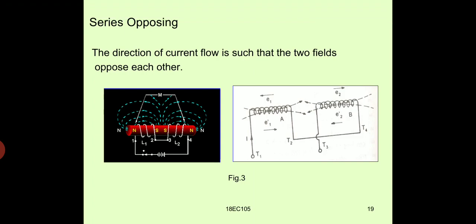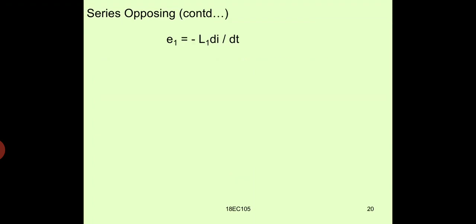Now let us see. E1 will be equal to minus L1 di by dt and E1 dash will be equal to M di by dt, as we have done in the previous case. Similarly, E2 will be equal to minus L2 into di by dt. Again, E2 dash will be equal to M di by dt. Here we are not putting it as minus because they are opposing each other. That is the reason why the minus sign is not appearing over here.